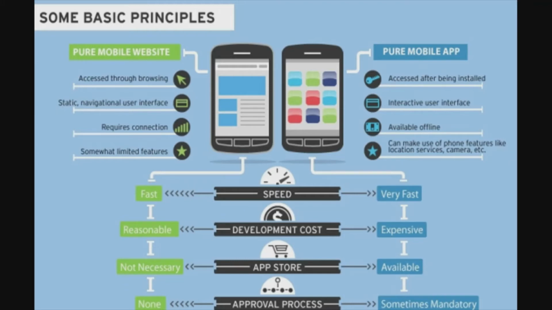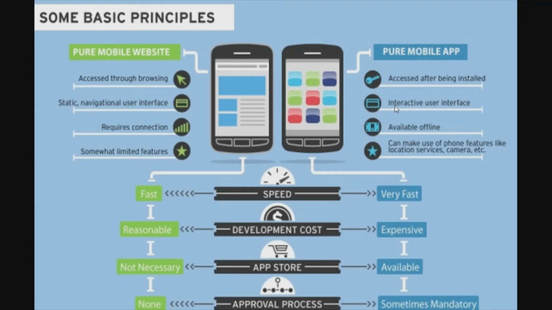This one is a pure mobile website. This one is a pure mobile application, a native one. This one is web. So for a pure mobile application, access is after being installed. You need to install it first. You need to download and then install it.